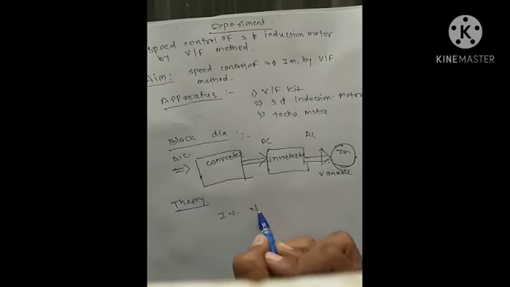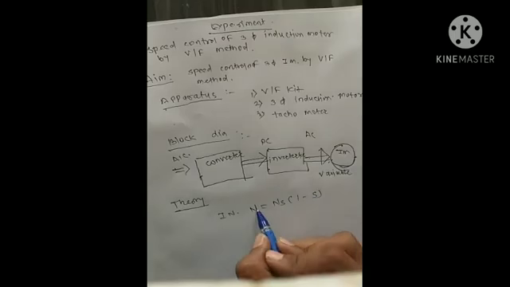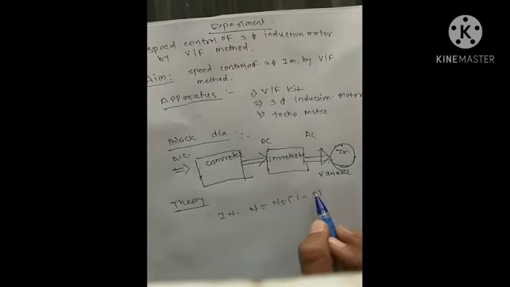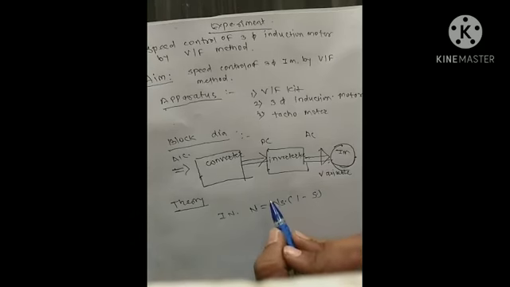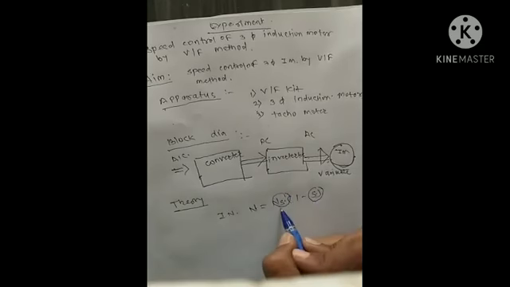For the induction motor, the speed N equals Ns times (1 minus s). That is, N is the speed of the induction motor, Ns is the synchronous speed of the induction motor, and s is the slip of the induction motor. The speed can be changed by changing Ns or s. If we change Ns, the speed changes. If we change s, the speed also changes.